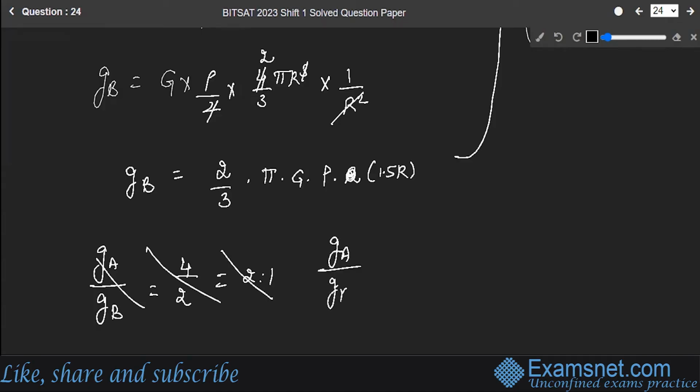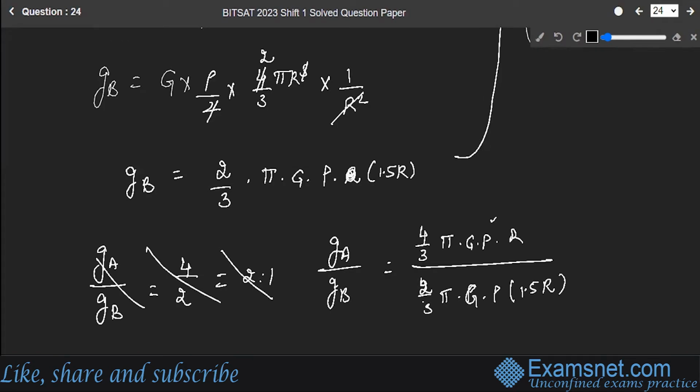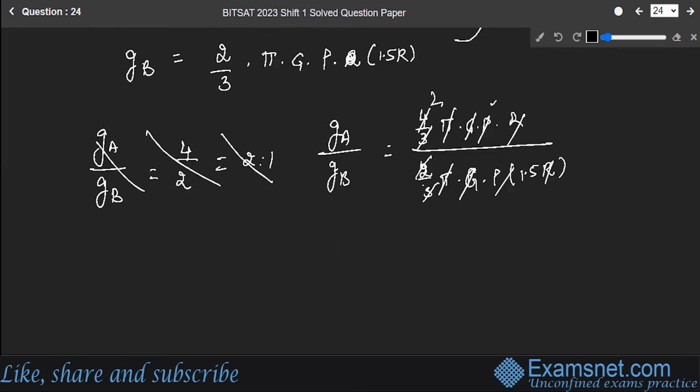gA upon gB is equal to 4 by 3 pi G rho into r divided by 2 by 3 pi G rho, sorry, not B, this is rho, into 1.5 r. So these all cancellations will be there. So you have gA upon gB is equal to 2 into 10 upon 15, or this is 3 and this is 2, this is 4:3.